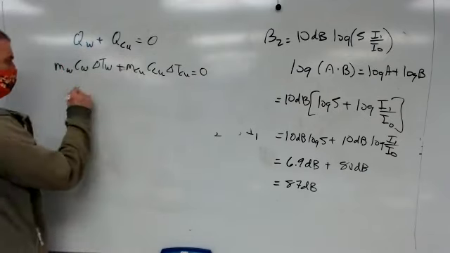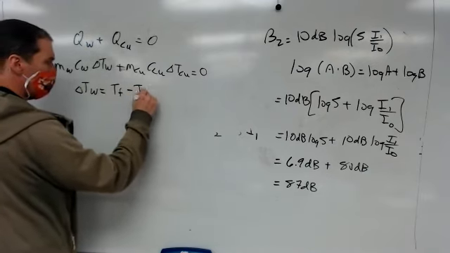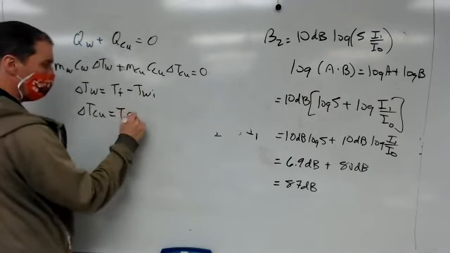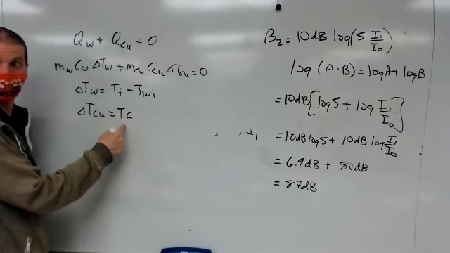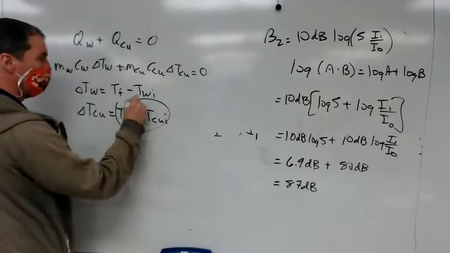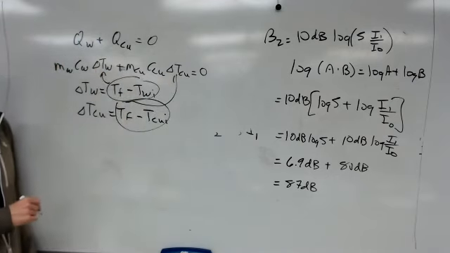Delta T for water is equal to T final minus T water initial. Delta T for copper is equal to T final, because they both have the same final temperature since they're in equilibrium, minus T copper initial. Take this guy and plug it into that one. Take this guy and plug it into that one.